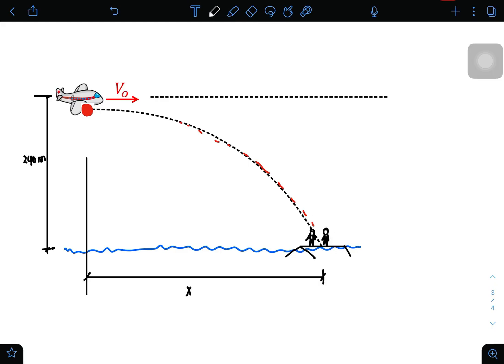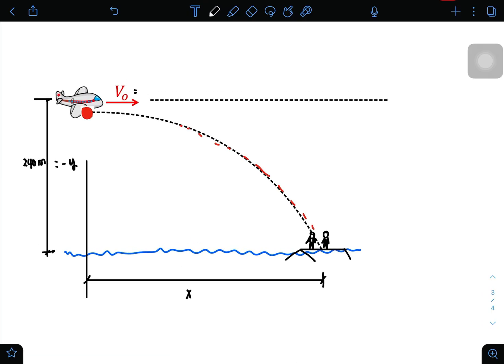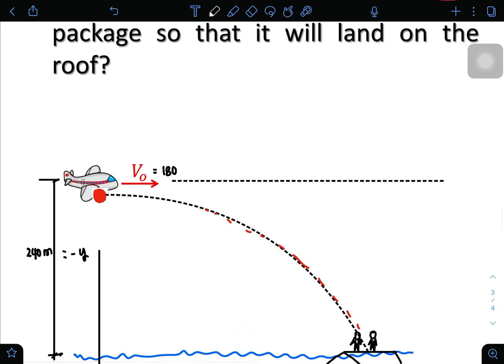So we're going to call that x. As you can observe, the initial point of release is here, and the final point is here. Therefore, the y value is found below the initial point, so the y value here is a negative value. So what is the velocity of the package? The package's velocity is the same as the plane's velocity, so that's 180 kilometers per hour.